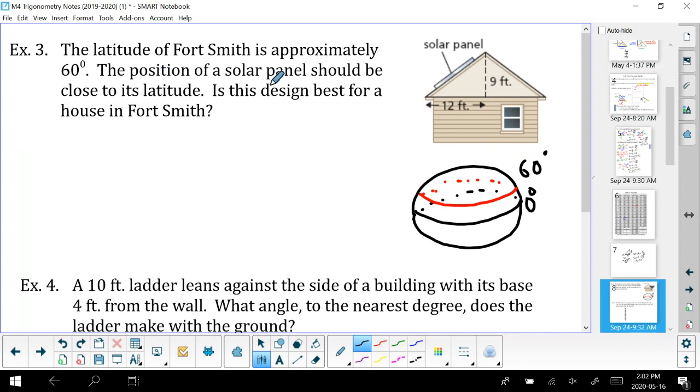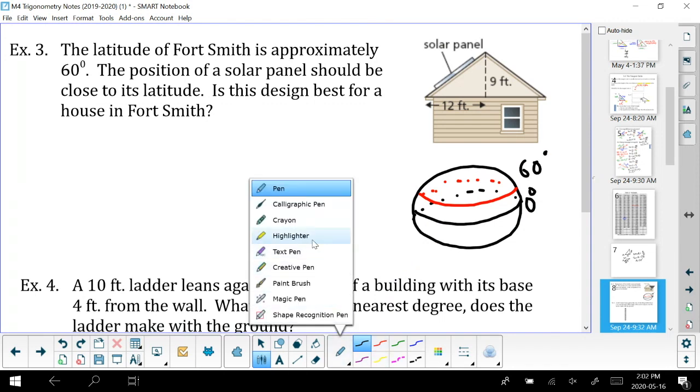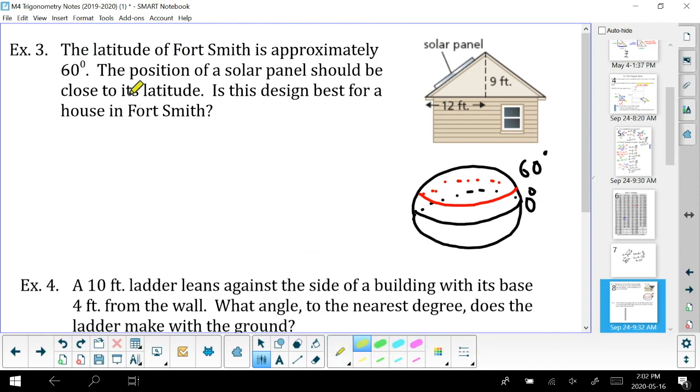And we could have maybe, for example, this line of latitude here at 60 degrees. So it says the position of a solar panel should be close to its latitude. So even if you don't understand what a line of latitude is, we're going to refer to the latitude of Fort Smith being at 60 degrees. So if we want this solar panel to be close to the same latitude, really we're just looking for an answer that gives us something close to 60 degrees to figure out if it's a good design or not.